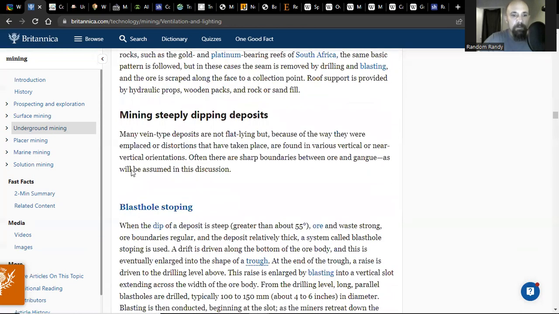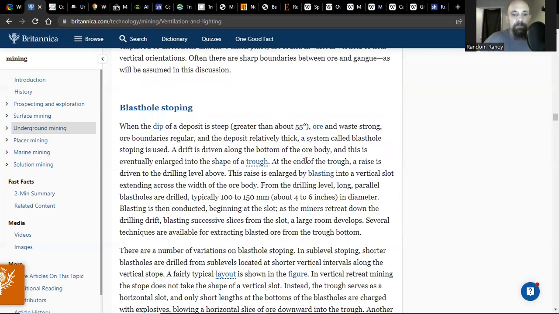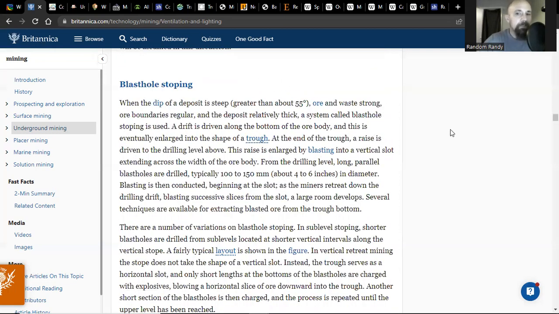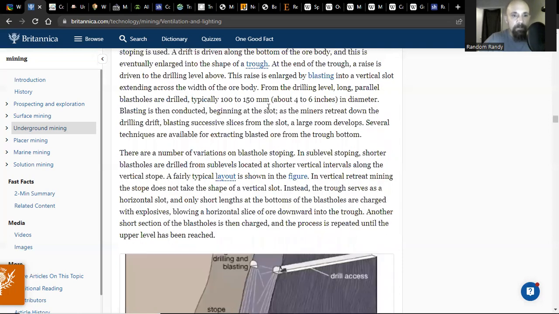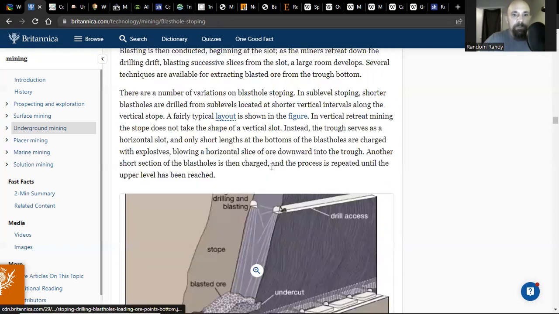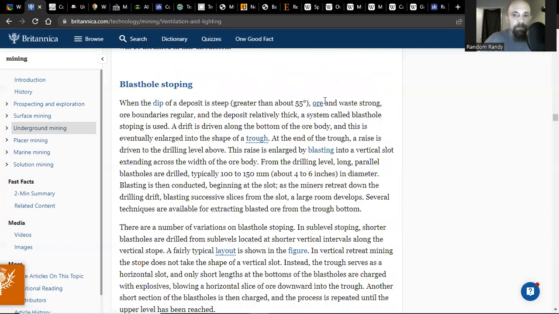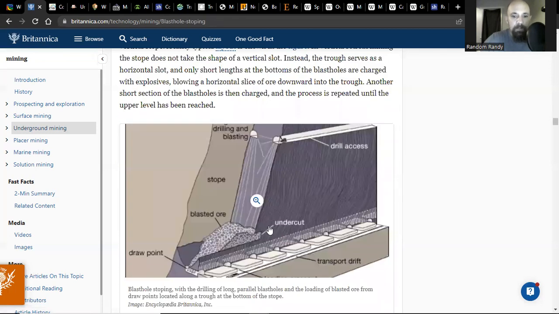Now, mining steeply dipping deposits can be interesting. So many deposits are not flat, so they're different types of mining situation. We'll just take a look through some of them here. Okay, blast hole, which is greater than 55 degrees, ore and waste strong, ore boundaries regular, and the deposit relatively thick. Blast hole stoping is used. Okay, this is what it looks like.